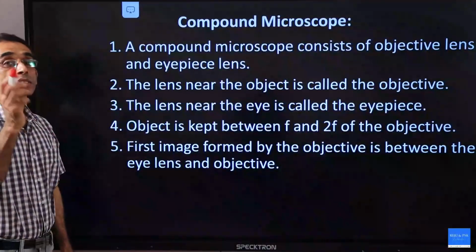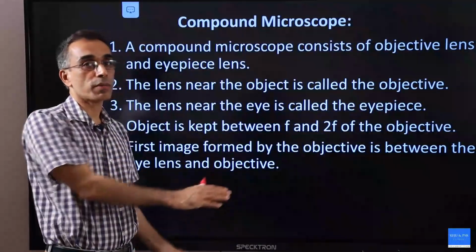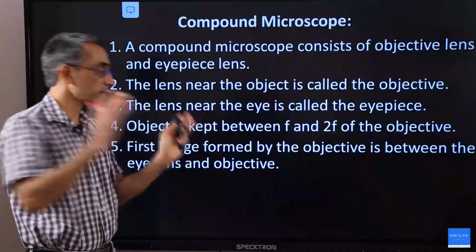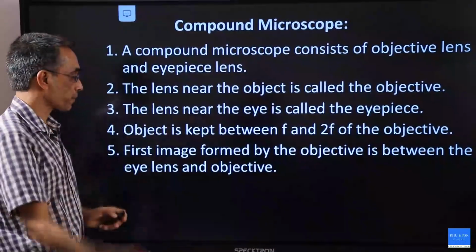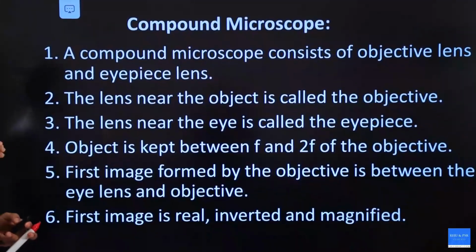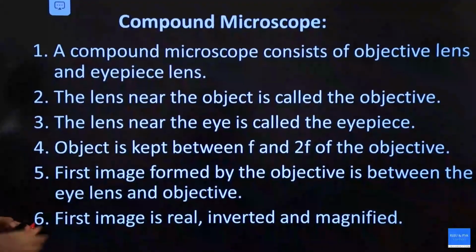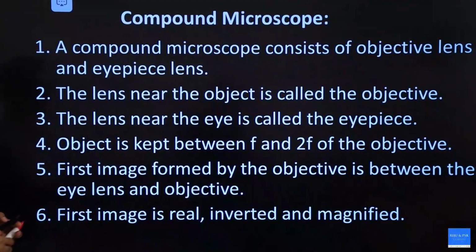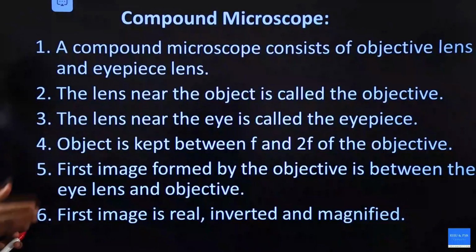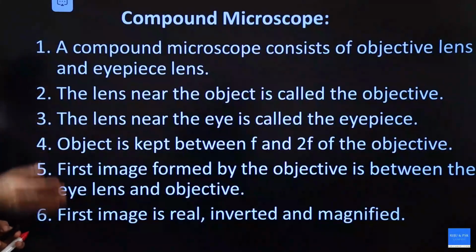And where is the first image formed? Who forms the first image? That is the objective lens. The objective lens will form an image between the objective lens and the eyepiece, in between. And the nature of the first image, in entrance exams they may ask you: what is the nature of the first image in a compound microscope? It is inverted, real, and slightly magnified. So the objective lens magnifies it.